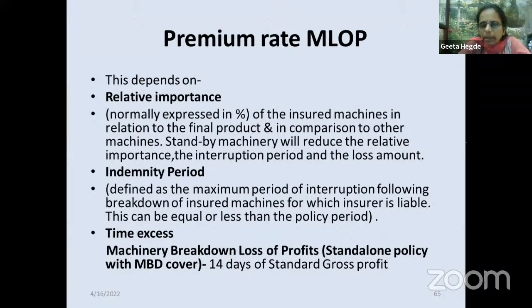Indemnity period is the period of breakdown of the insured machine. This can be equal to or less than the policy period, right? Your indemnity period need not be the same as the policy period. Time excess in this MLOP policy is not the excess in amount, it is the excess in the number of days. Same for FLOP and MLOP. Loss of profit standalone policy with MBD cover: 14 days of standard gross profit is the time excess for MLOP.